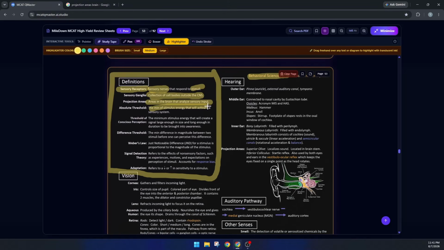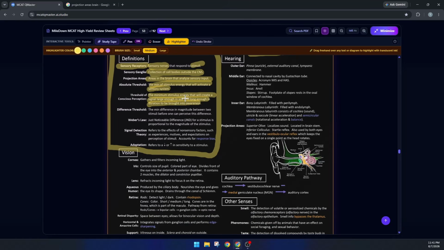Absolute threshold, the minimum stimulus energy that will activate a sensory system. Again, you just have to memorize the definitions. Minimum stimulus of energy that will create a signal large enough to be caught into your awareness, so your conscious perception. Again, you just have to memorize this and understand what this definition means.